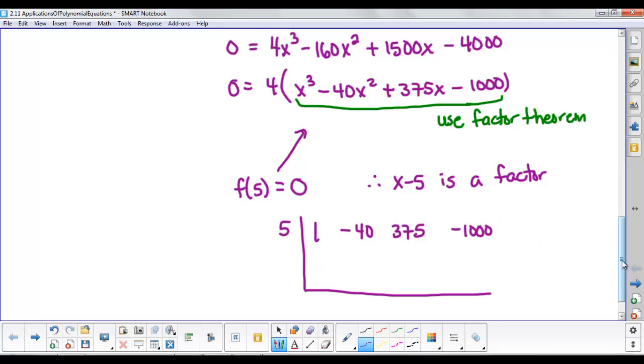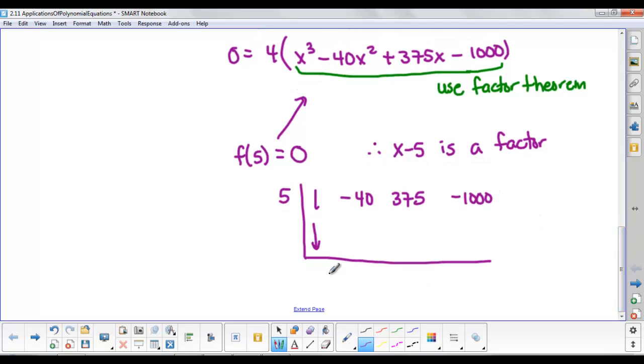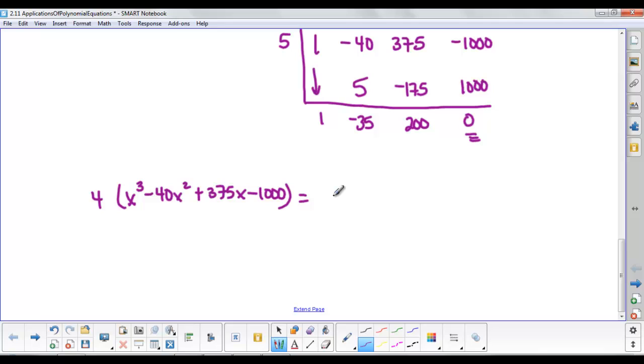So we will drop down the first term and multiply the 5 and the 1, and then add these two terms together. And then we'll multiply, and then add them up, multiply by 5, and then add them up. So I do indeed get a remainder of 0. So our polynomial can be broken down into, well, we already stated that x minus 5 is a factor, and then we're left with x squared minus 35x, and then plus 200.